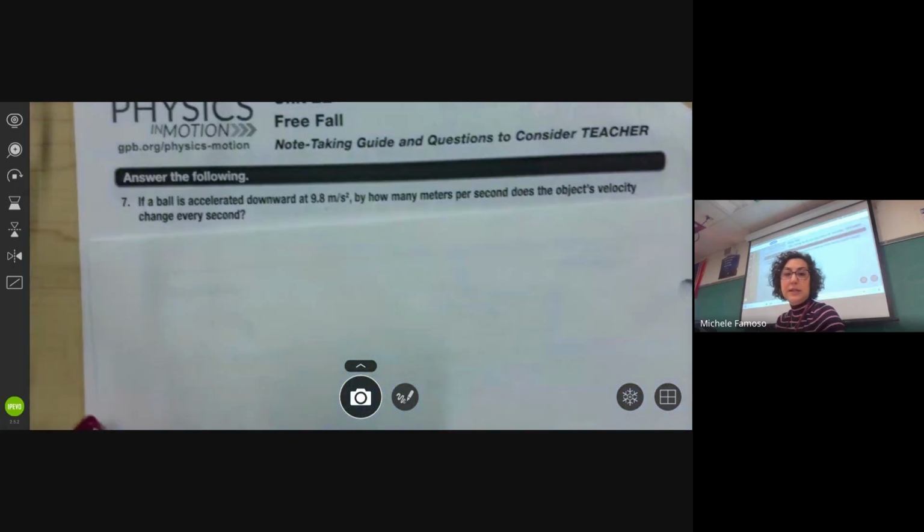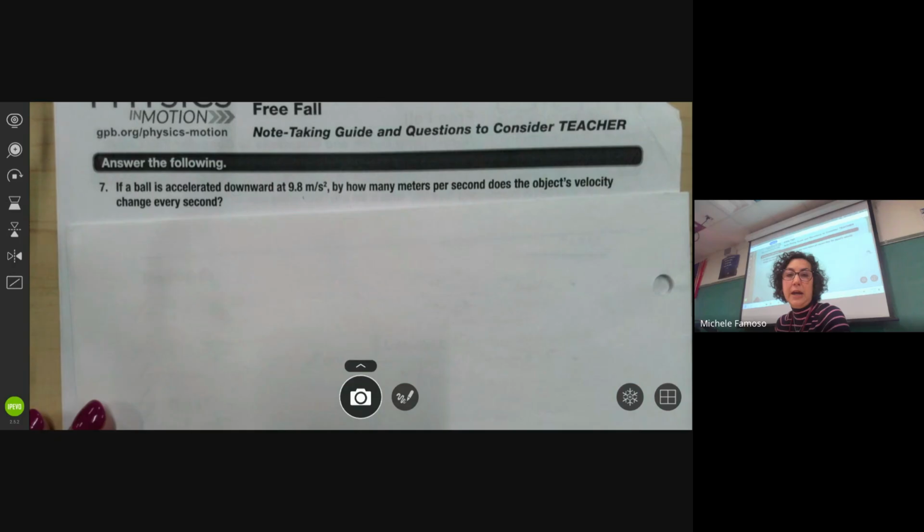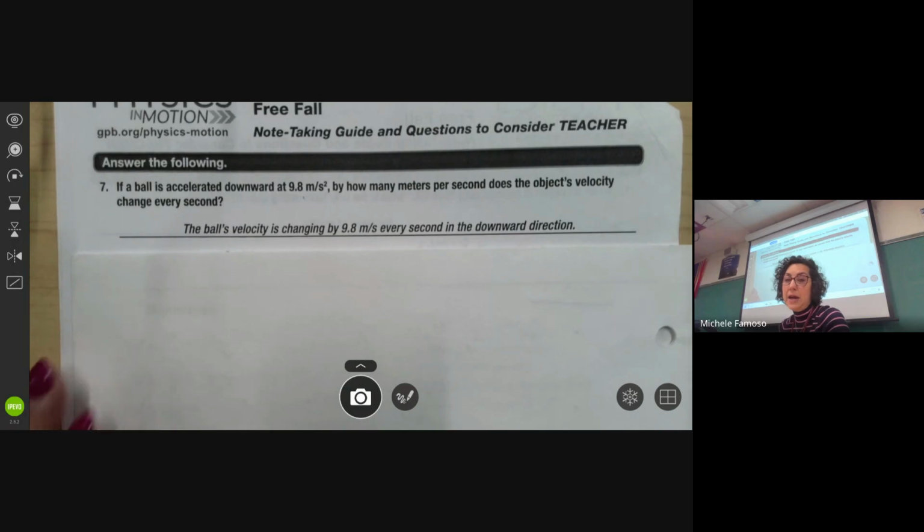All right, let's go on to page 10. If a ball is accelerated downward at 9.8 meter per second squared, by how many meters per second does the object's velocity change every second? It changes by 9.8 meters per second every second. That's what 9.8 meter per second squared means. All right. Number 1 on page 11.